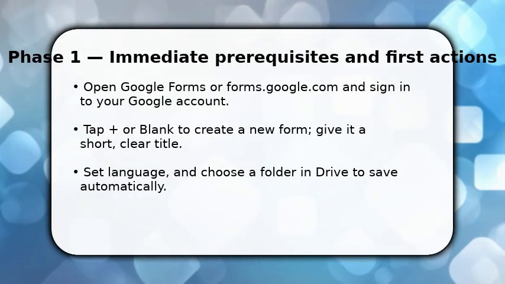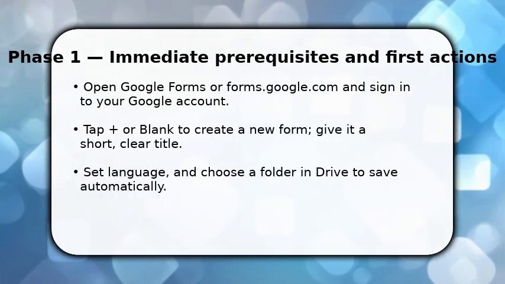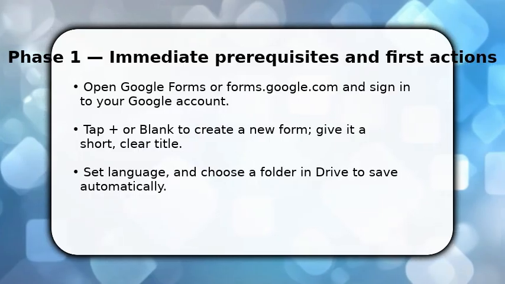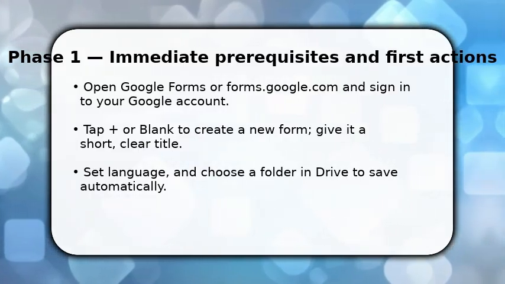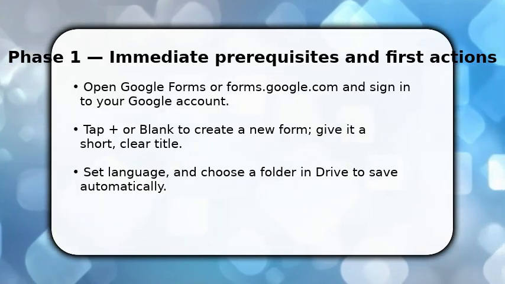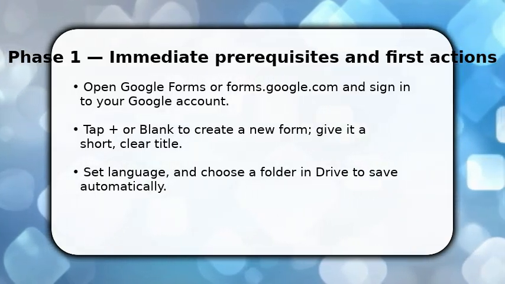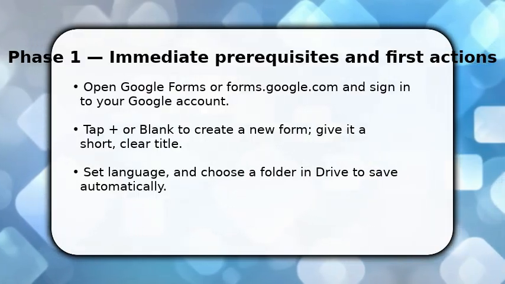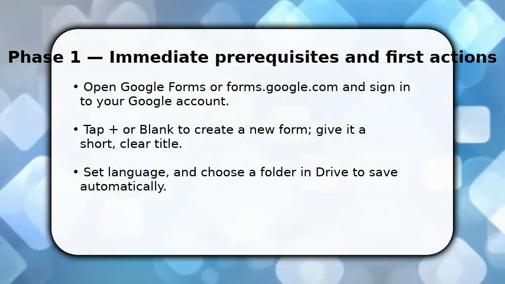You're starting a form right now, so open Google Forms on your phone and sign in. Once done, tap the plus or blank template to begin. Name the form so responders know its purpose, and add a one-sentence description explaining why you're collecting answers. Make sure the form saves to the right Drive folder. This prevents lost work later.